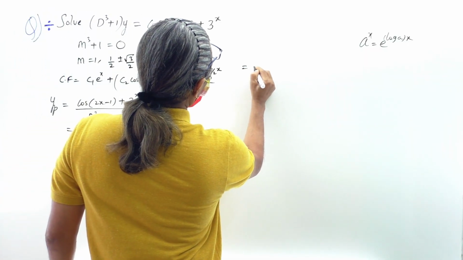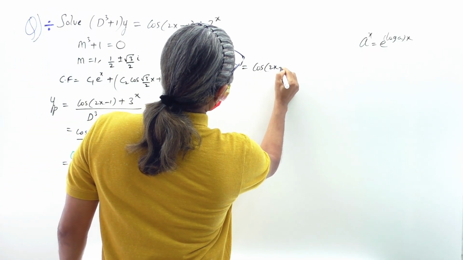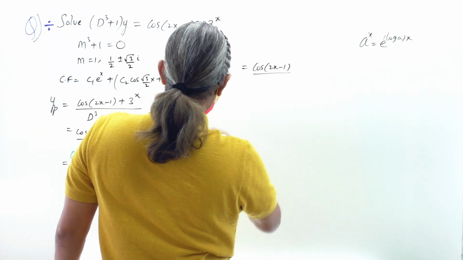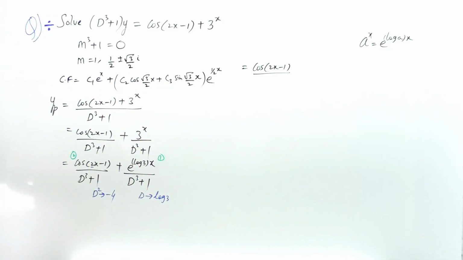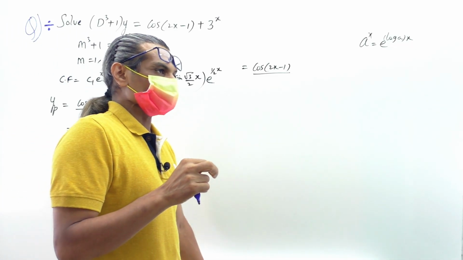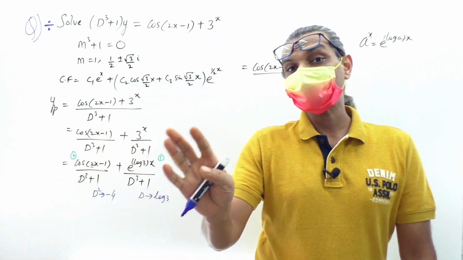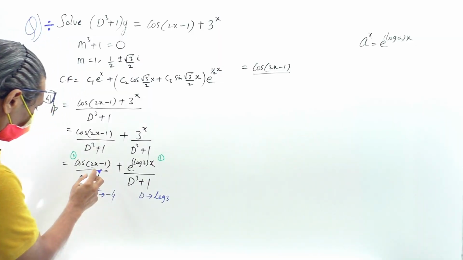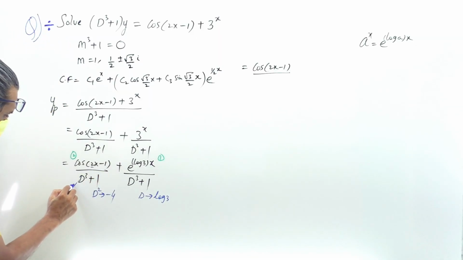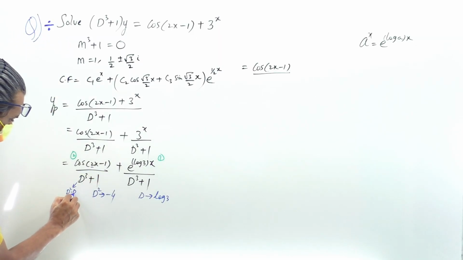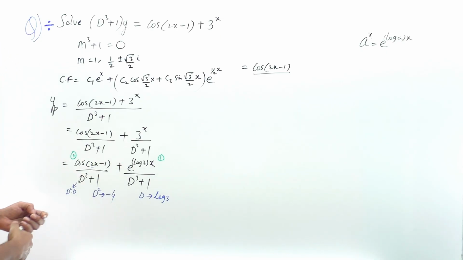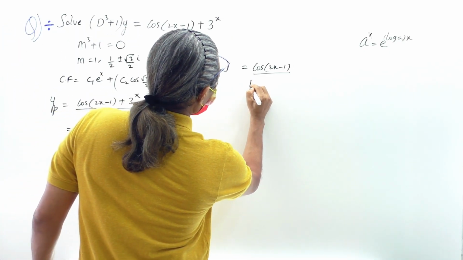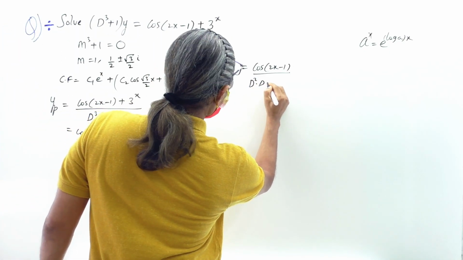We get this as cos(2x minus 1) upon, we are going to replace only D square. In type 2 you are replacing only D square by minus a square. Don't touch the D's, only D square. See, D cube, what to do? You write this as D square into D. So we write D cube as D square into D plus 1.